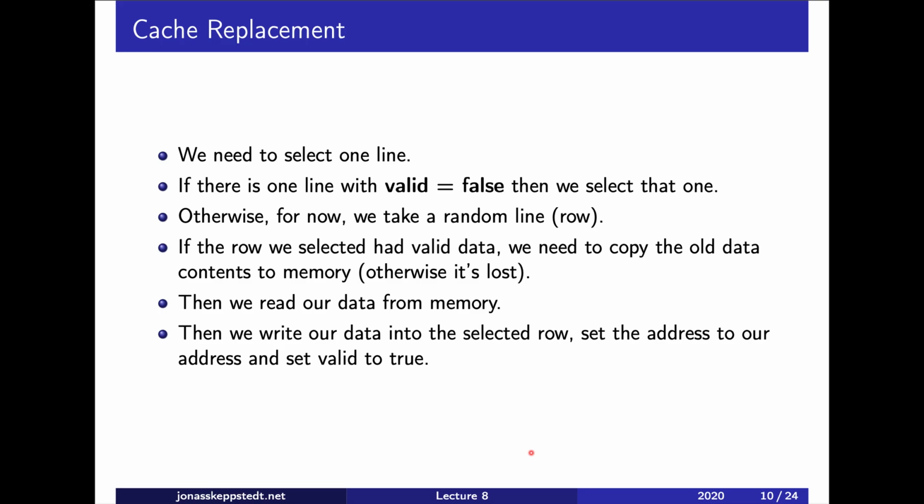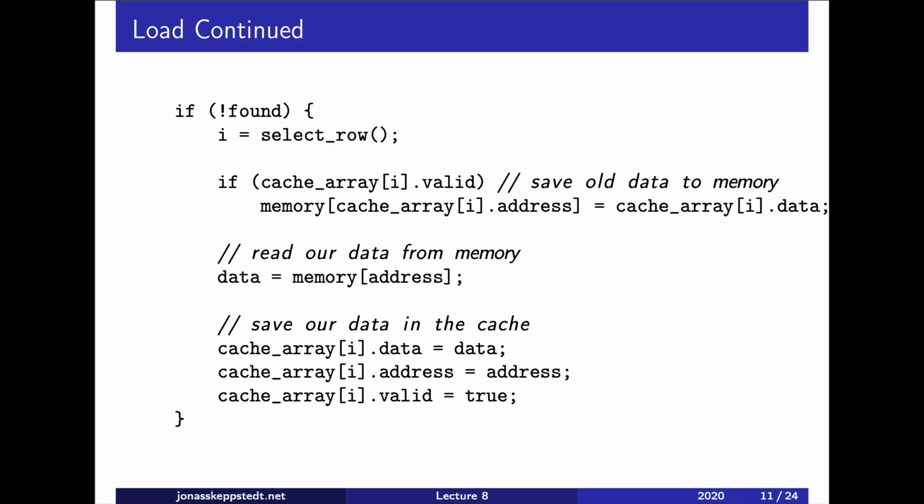So far this works nicely if we find the data in the cache, but if we don't, then we need to fetch it from memory. And then we also need to select one row in the cache and write the data there. If we can find a row with valid equals false, then it's a good idea to take that. Otherwise, we can take a random row. So let's see what happens.